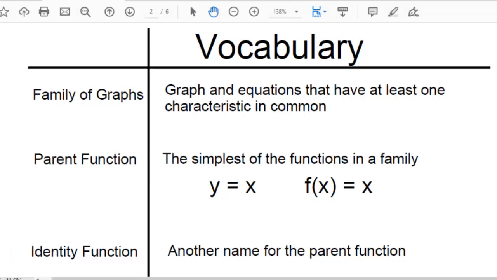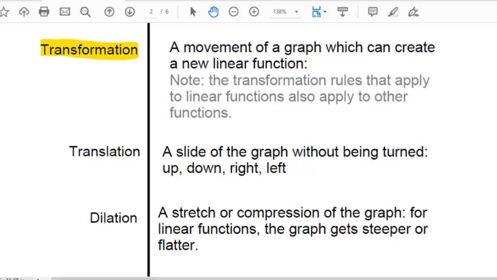Real quickly here, a family of graphs is any graph or equation that has at least one characteristic in common. A parent function is just the simplest of that function family. So if we have y equals x, we can write that as f of x equals x, and then f of x equals x becomes our parent function. An identity function is just another name for a parent function. A transformation here is any kind of movement of the graph which can create a new linear function.